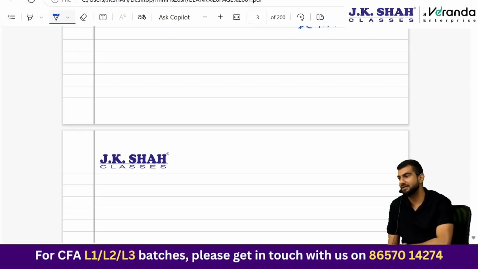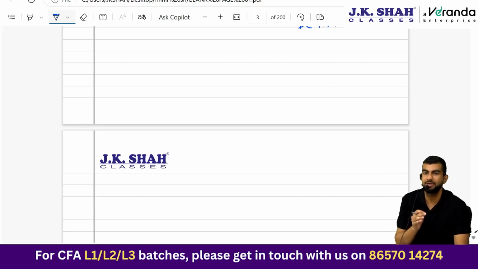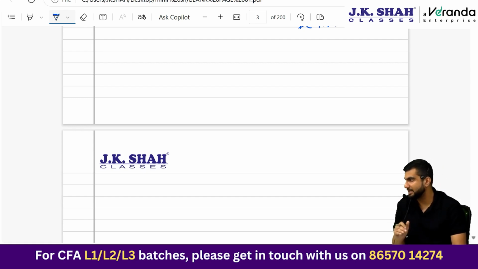In liquidity ratios we had done the current ratio, which is current assets upon current liabilities. Quick ratio, also called the acid test ratio: cash plus marketable securities plus receivables upon current liabilities. Do not include inventory because it may not be quickly converted to cash. And in the cash ratio it is only cash plus marketable securities upon current liabilities.